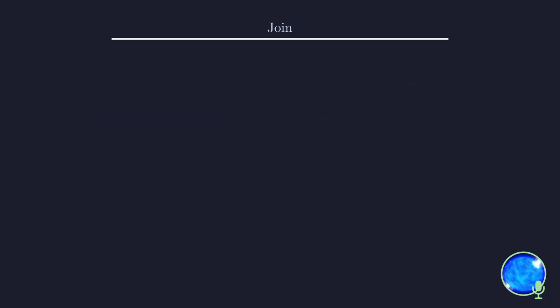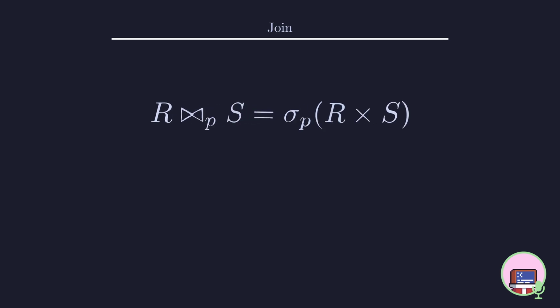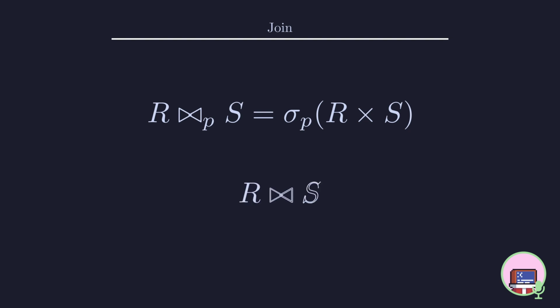Hold on, this is very similar to the cross product, isn't it? Well, yes it is. In fact, the join operation with a predicate is simply a selection of the cross product R times S on this predicate. The natural join, however, is slightly more complex to derive.